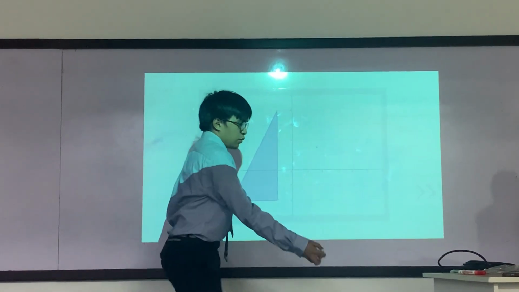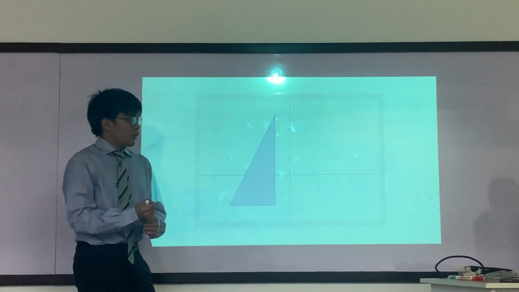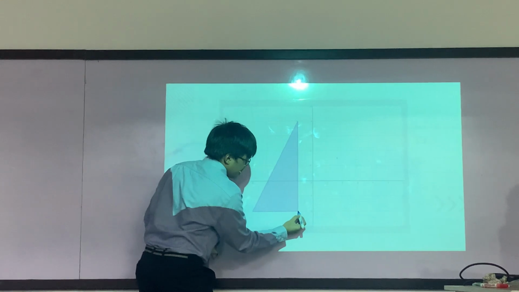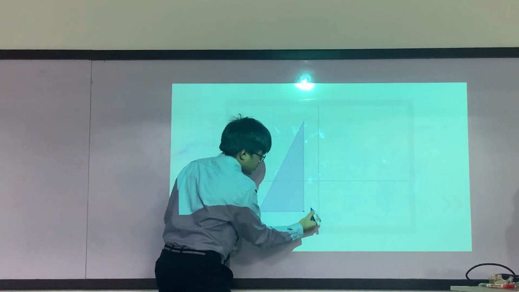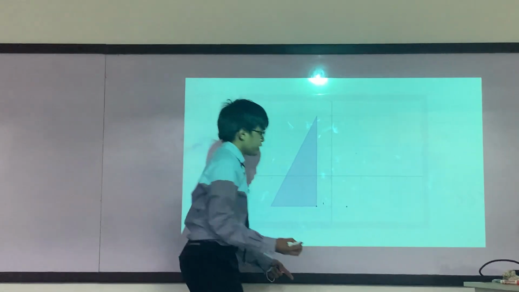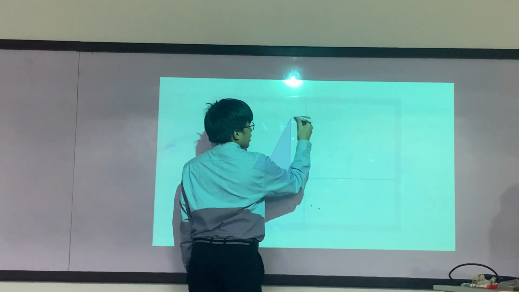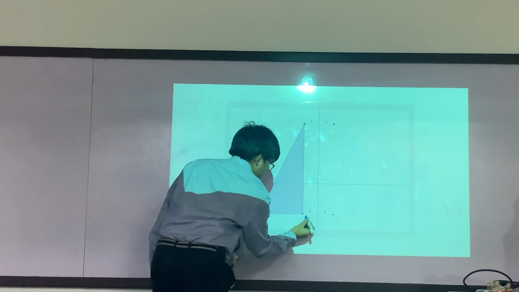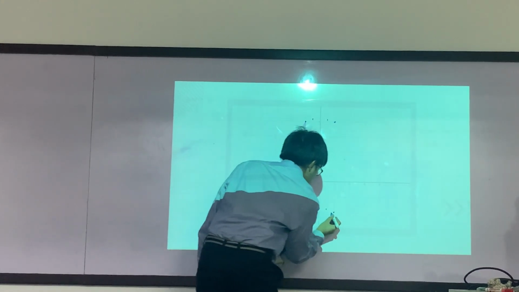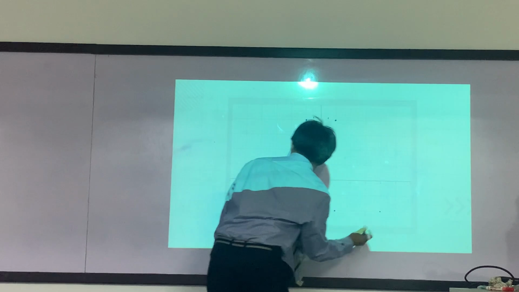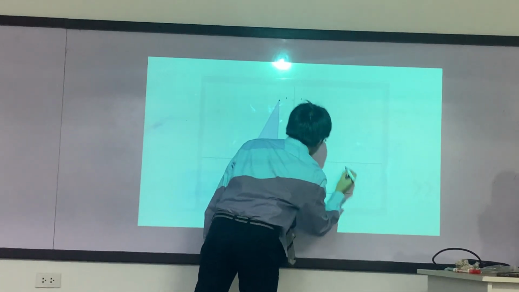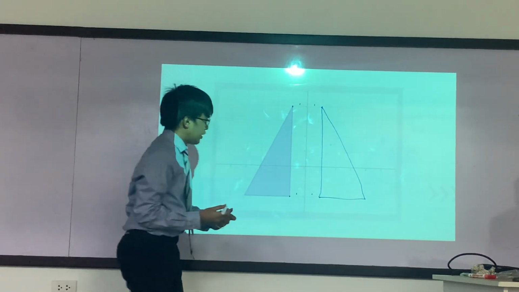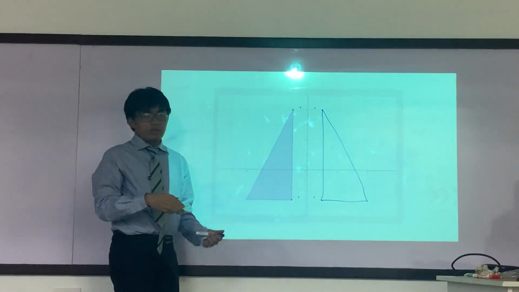The next example, we're going to reflect over the y-axis. So let's start with this point. We count the units to the axis, and we put the new point the same distance on the other side. Do the same for each point, 1, 2, 3, 4, 5. And we have reflected the triangle over the y-axis.